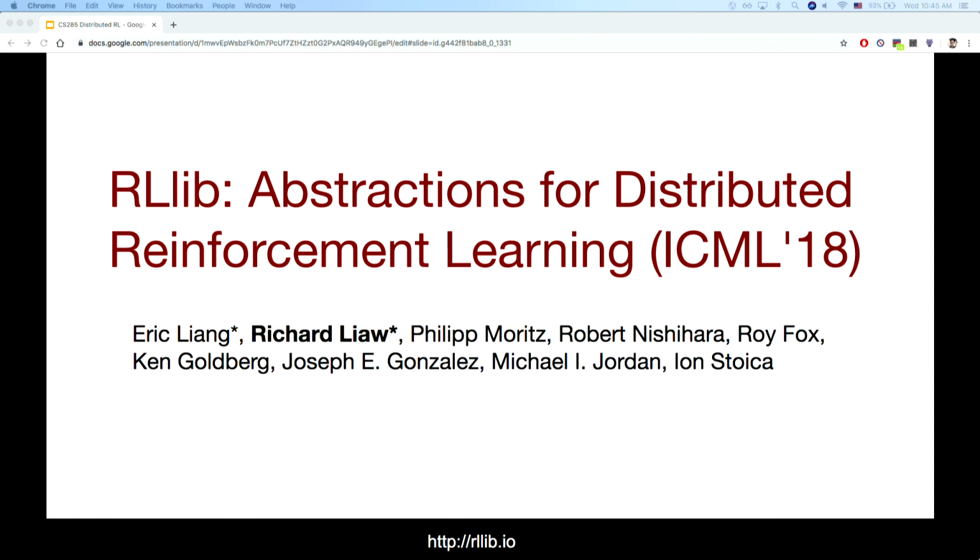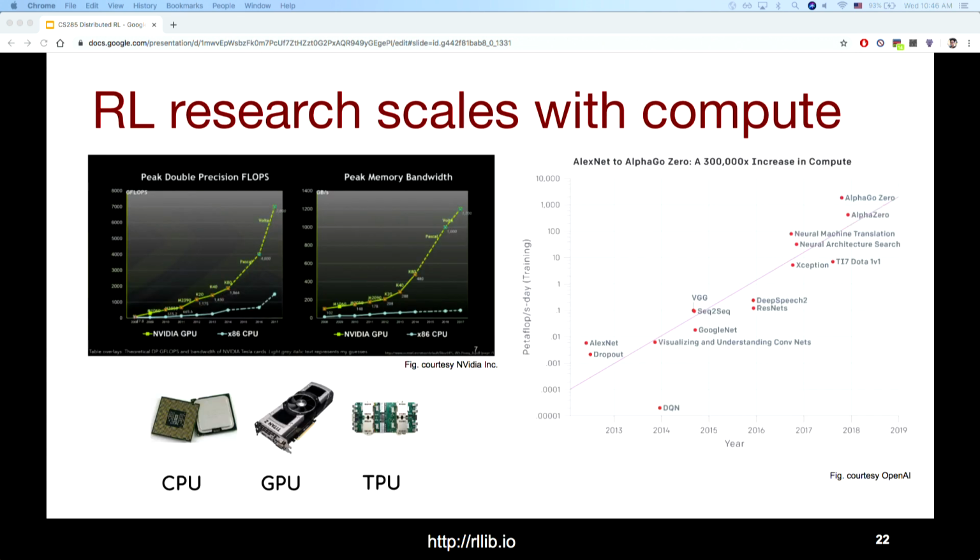Okay, so now I want to talk quickly about RLlib, which is an open source reinforcement learning distributed library that we published in ICML and is a very popular open source project today. So to give some context for RLlib, hardware today is rapidly improving in performance and cost, which means that the CPUs and GPUs that we have are getting better and cheaper.